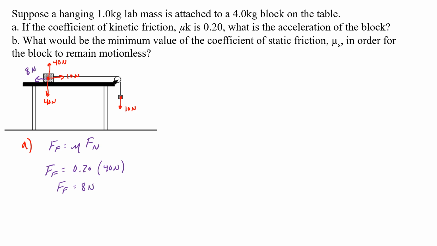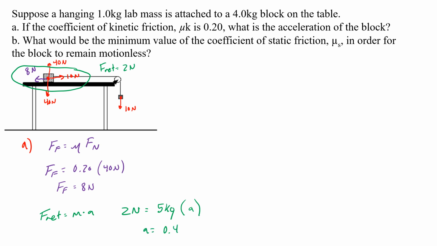So I can see visually from my diagram that if this is the case right there, my F net is 2 newtons to the right, because there's 2 extra newtons pointing right than there is pointing left. So if F net is equal to m times a, then 2 newtons is equal to my total mass. This is the part that's tricky. The whole system accelerates together, and the whole system is 5 kilograms multiplied by my acceleration, which gives me an acceleration of 0.4 meters per second squared for part A.